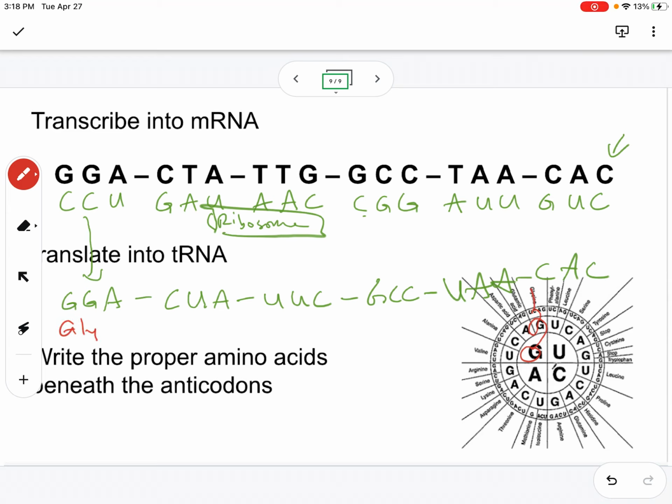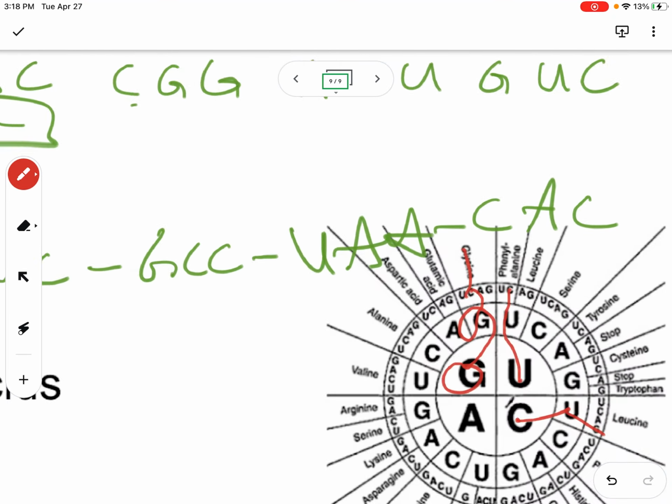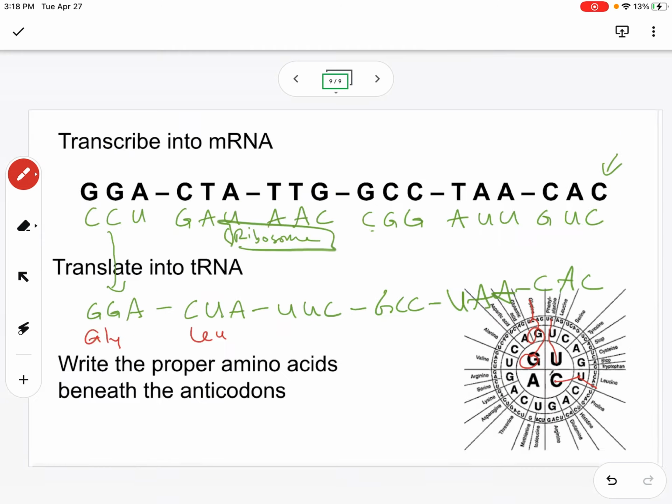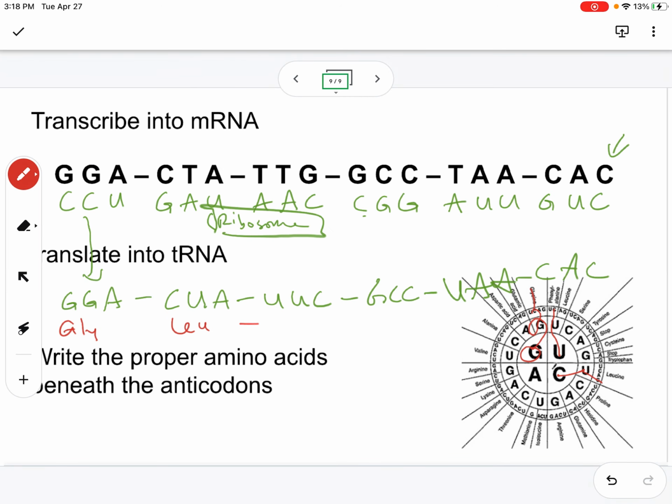And then we're going to go CUA. Oh, wait. I don't know why I did that. So, yep, I goofed up. CUA. That's leucine. And then UUC. UUC is phenylalanine. All right, so we're going to put just PHE right there. And then we have GCC. So GCC is just alanine. We're going to do ALA.